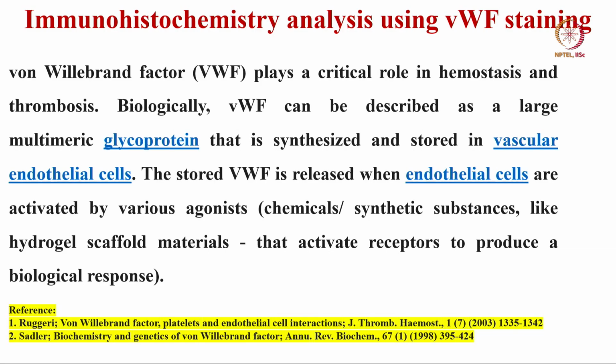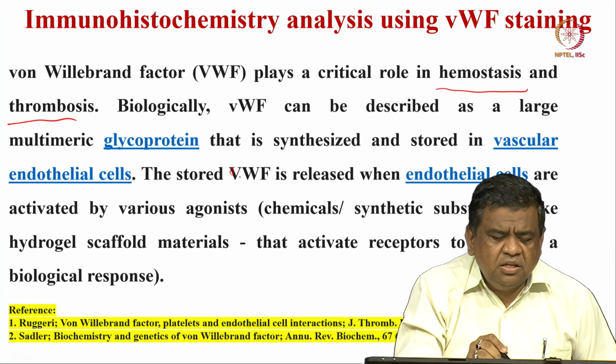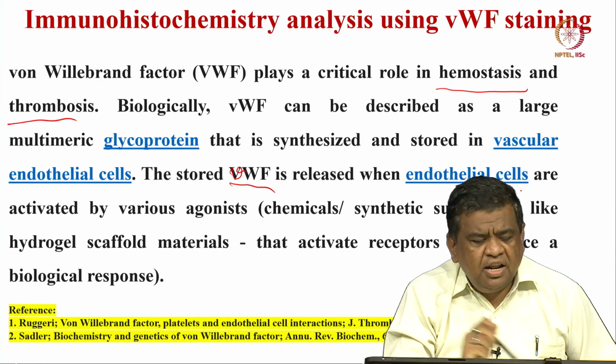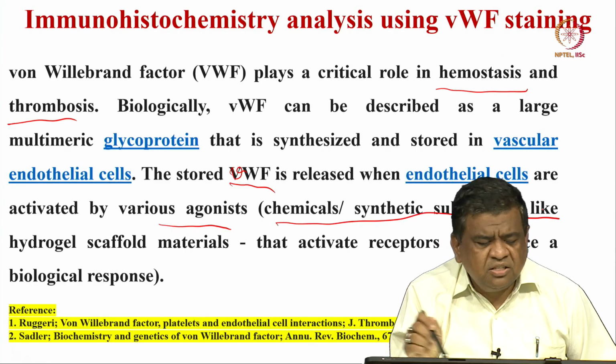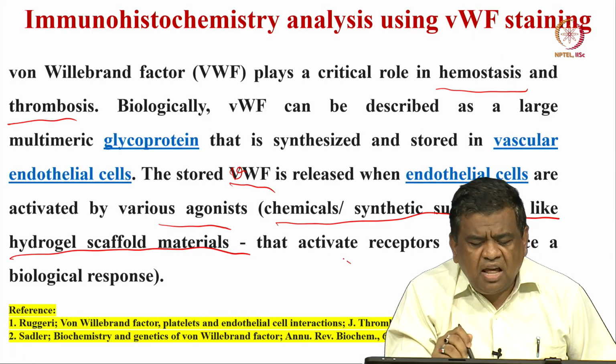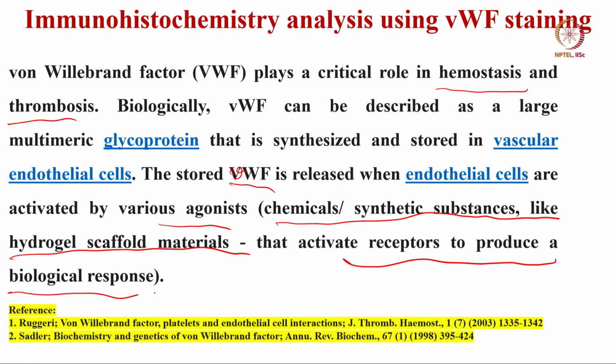Von Willebrand factor actually plays a critical role in the hemostasis and thrombosis process. Biologically, it can be described as a large multimeric glycoprotein that is synthesized and stored in vascular endothelial cells. You can see more references mentioned here on VWF staining. And the important thing for you to remember is that VWF is released when endothelial cells are activated by various agonists. What is an agonist? These are chemicals or synthetic substances, like hydrogel scaffold materials, that activate receptors to produce a biological response.